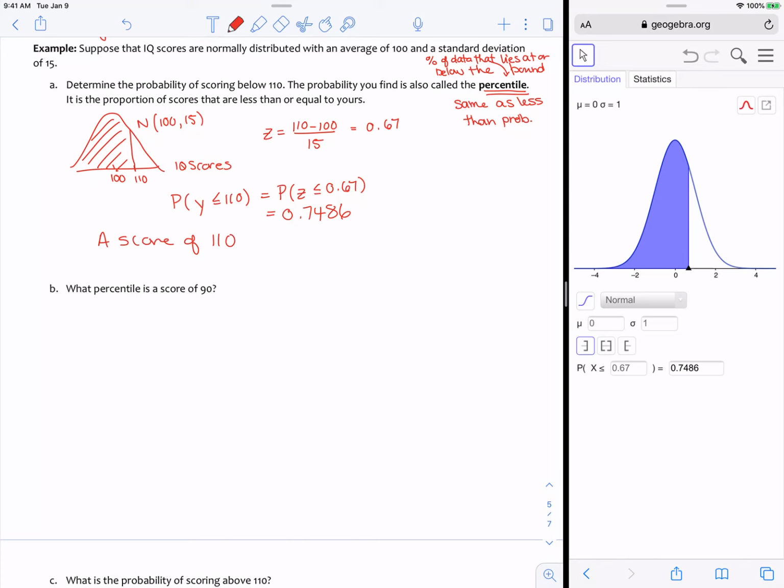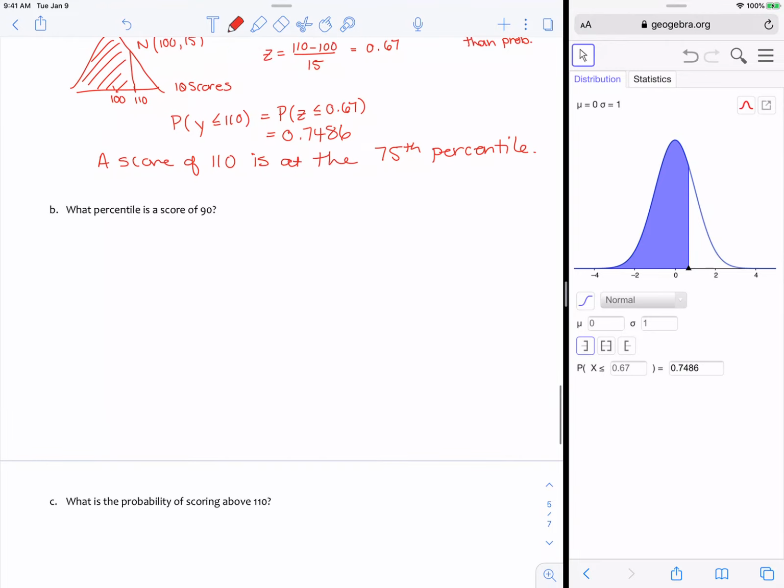Okay, and so then we have a score of 110 is at the 75th percentile. Usually percentiles are reported to the nearest whole percent. And again, if you're really close to 100% or really close to 0%, we might give it a little bit of extra decimal places there, but not usually by too much. Okay, what percentile is a score of 90? So again, this is part B, we're still under this IQ context.